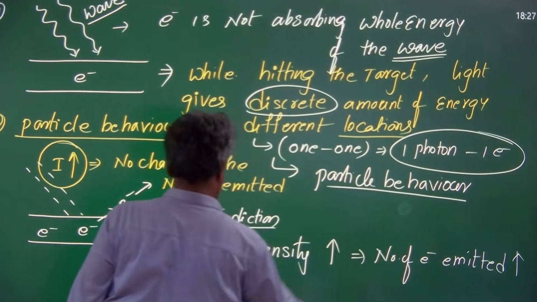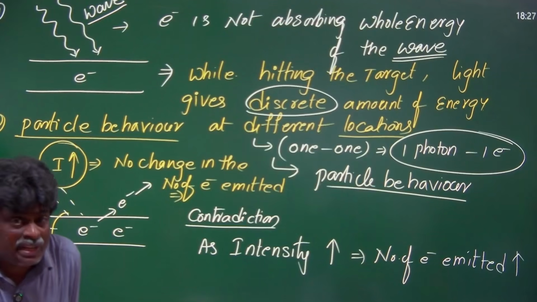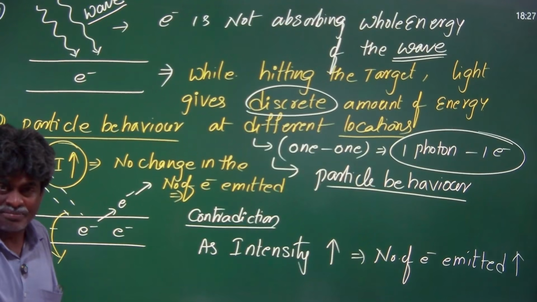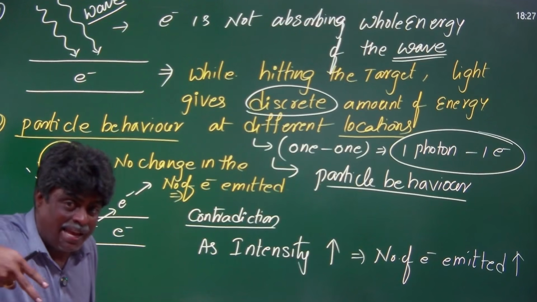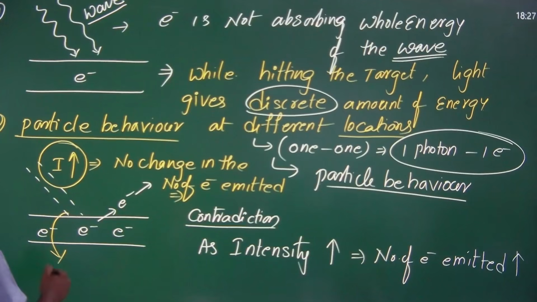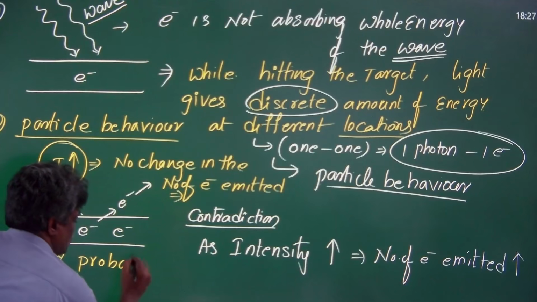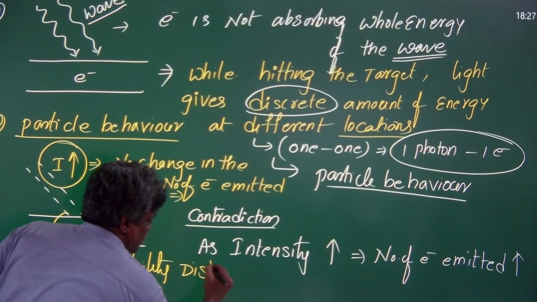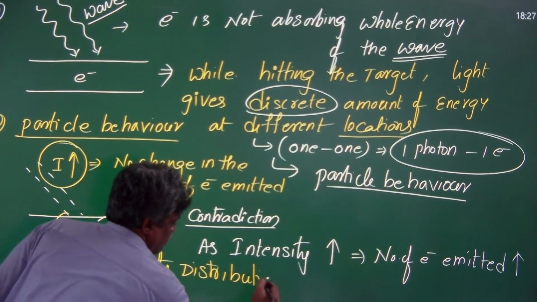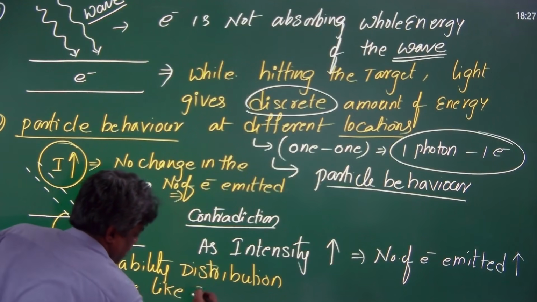Then how are they explaining this? They are explaining that they hit the target and give discrete amounts of energy. Their job is done, over. After that, they distribute like a wave. The probability distribution is like a wave.